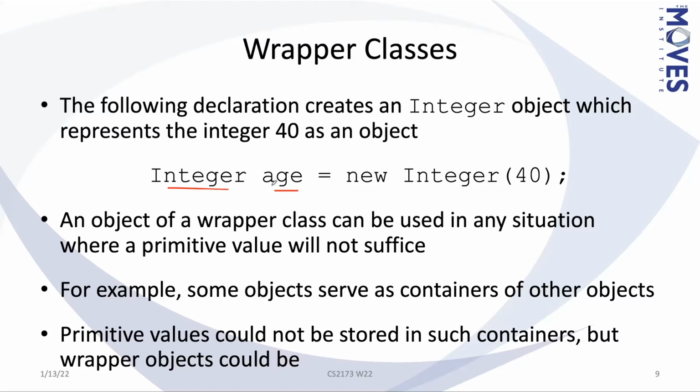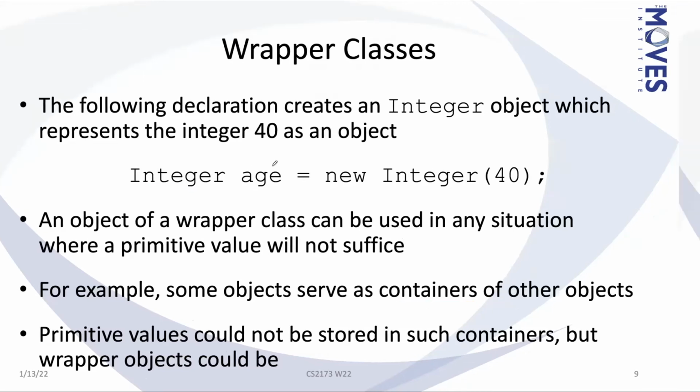Now, why? The main reason for this has to do with what they mentioned here, containers. We're going to talk about containers because they're very important. And the way that Java implemented their collections framework was that they cannot contain primitives, they can only contain objects. And so these wrappers became kind of the key for that.